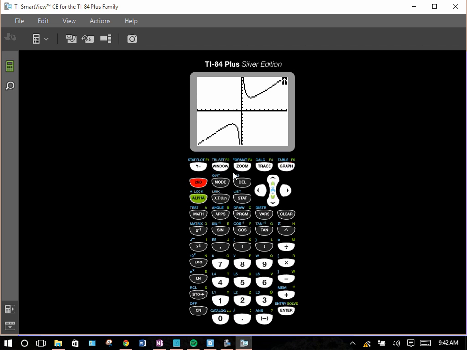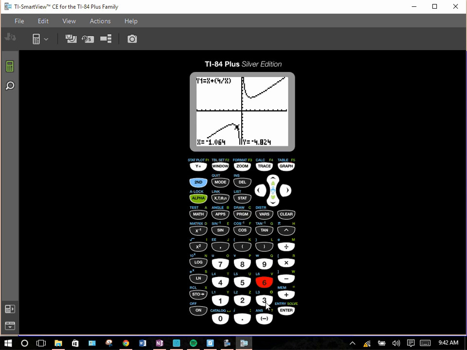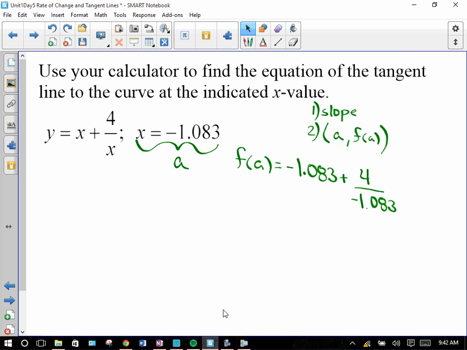So I'll go second, calc, and then it's 6, negative 1.083, hit enter. I get negative 2.41 as well. The reason it's negative 2.41 and you don't have all that other stuff is because I set your calculator so it rounds automatically to 3 decimal places. Since the third decimal was a 0, it just isn't going to show it. So it's negative 2.410. That's our slope.